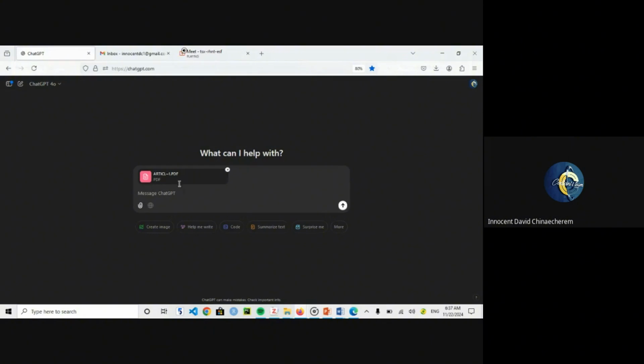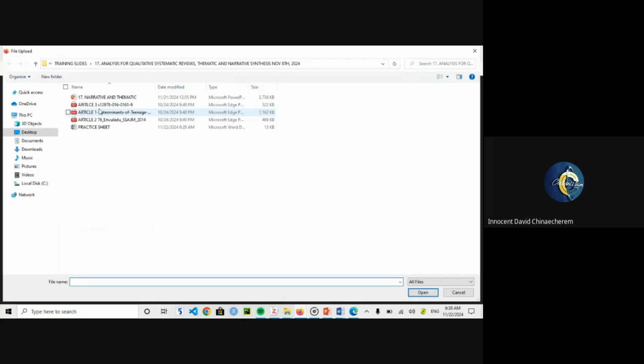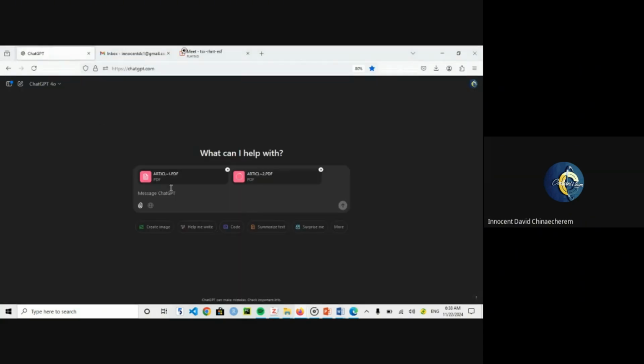So I'm just going to show us a clear-cut example. I'm going to enter the second article. So this is the second article, article 2 by Mulade. Then I'm also going to enter the third article.